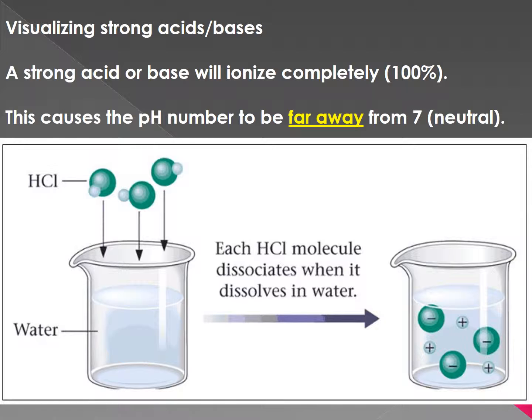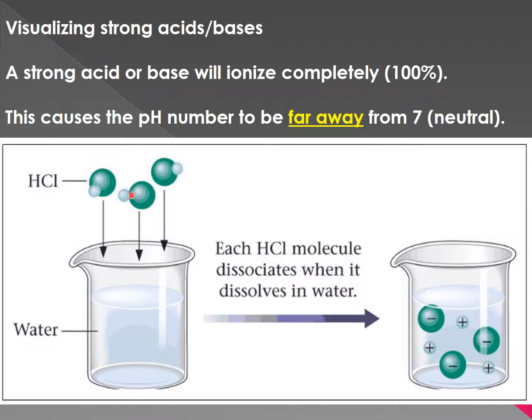So let's visualize what a strong acid or base looks like. A strong acid or base will ionize completely. That causes the pH number to be far away from neutral. So a strong acid will be in the low range, 1, 2, or 3, or a strong base will be in the high range, 12, 13, or 14.